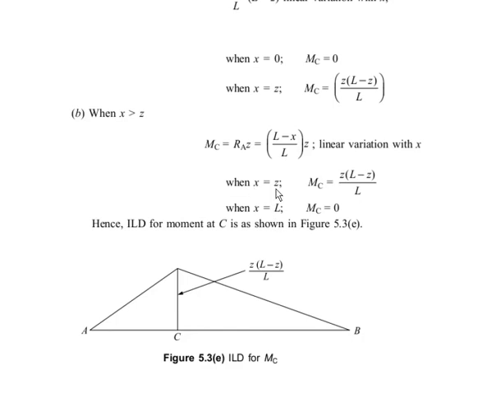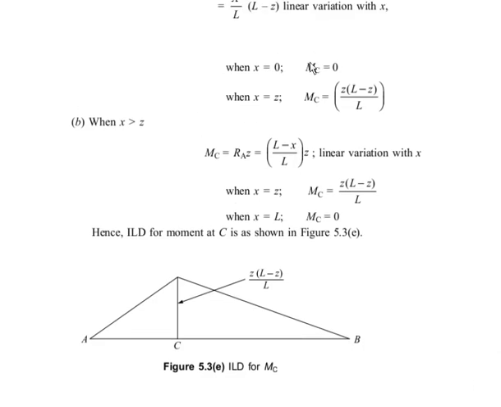So when x is equal to z, what is the value of MC? Moment about C is equal to L minus z into z by L, just substituting z for x. And when x is equal to L, substitute x equal to L, then L minus L by L into z, which means the moment at C is equal to 0 when x is equal to L.